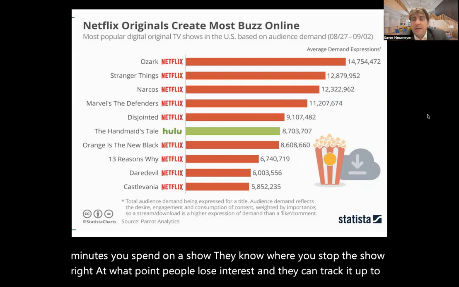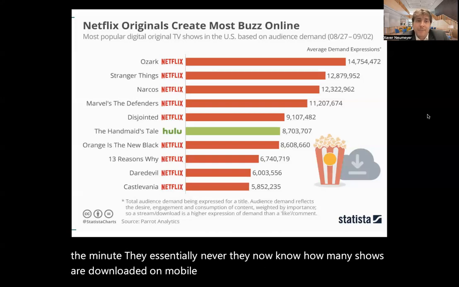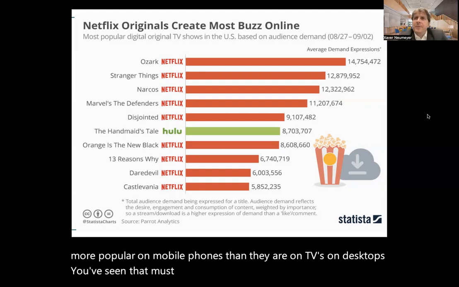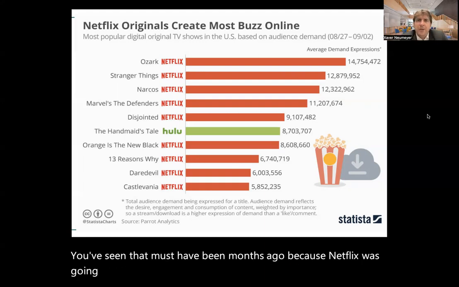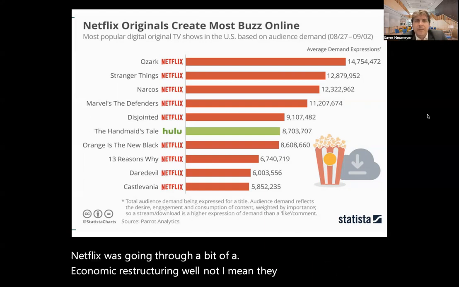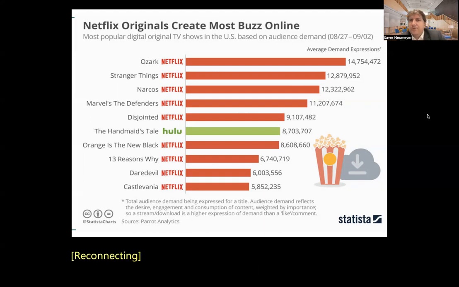They now know how many shows are downloaded on mobile phones. They can see if their shows are more popular on mobile phones than they are on TVs or desktops. You've seen, that must have been months ago, that Netflix was going through a bit of an economic restructuring. They still have enough money, but they're having to deal with some issues with respect to their profitability. But they want to crack down on password sharing and account sharing, right?